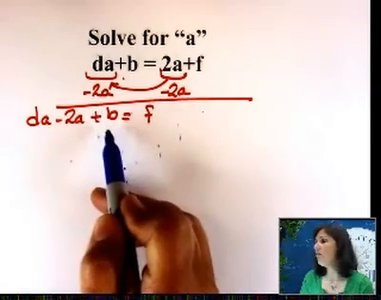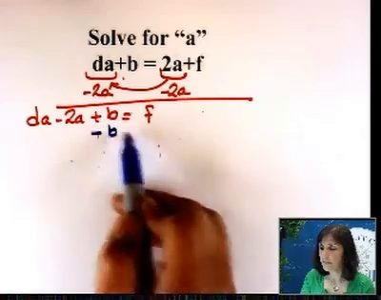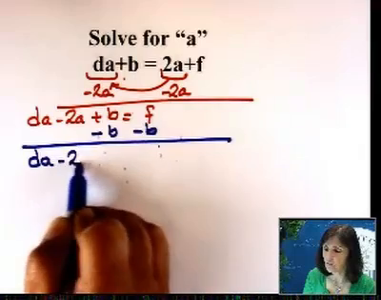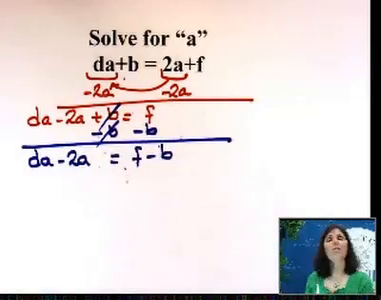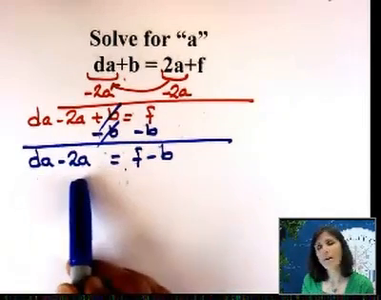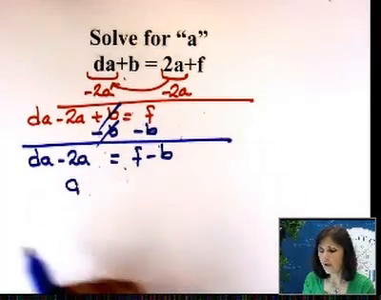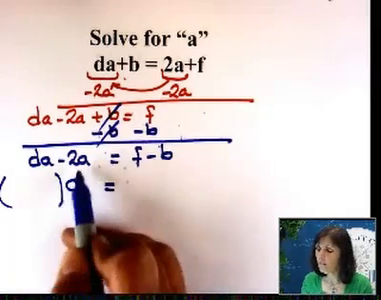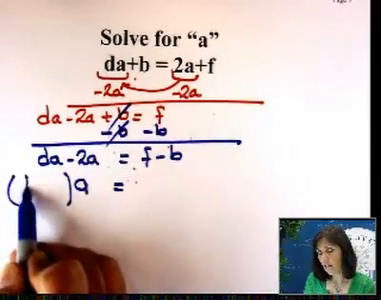Now I want to get rid of the terms that don't have A's in them. So I need to get rid of this B. So you have dA minus 2A, these two go, equals F minus B. And here you get stuck. How do I do that? Do I divide by D? Do I divide by 2? You can't do that because you need to have A by itself and something in front of A. What is that? Distributive property. Remember, when A is repeating, you can pull what is in front of him out, D minus 2.